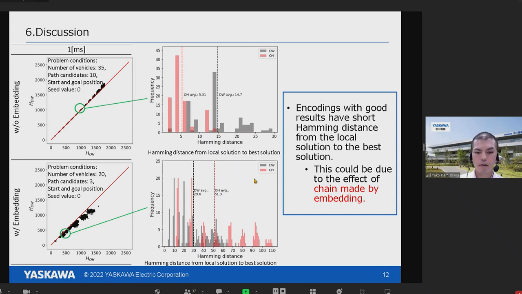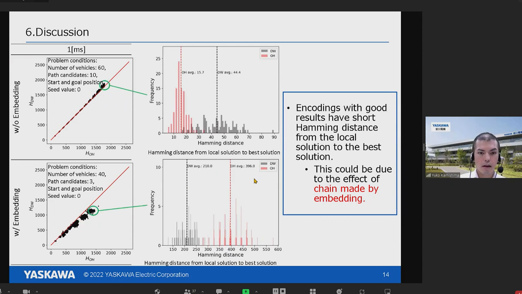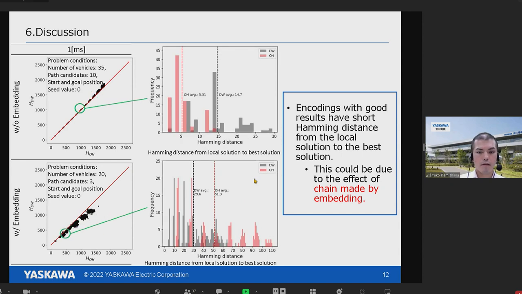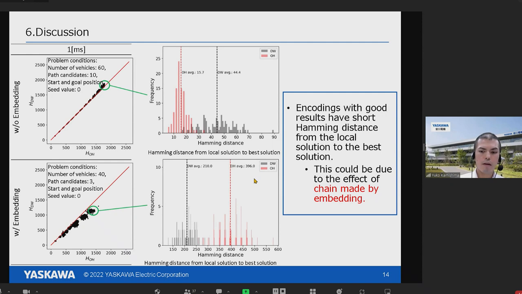By showing several conditions, I show that encodings with good results have short Hamming distance from the local solutions to the best solutions. So by seeing other conditions, we can see that when we obtain good results, the Hamming distance is shorter. This could be due to the effect of the chain made by the embedding.